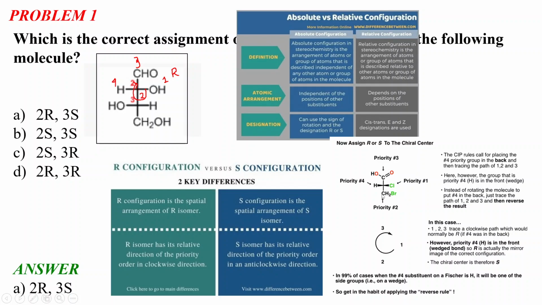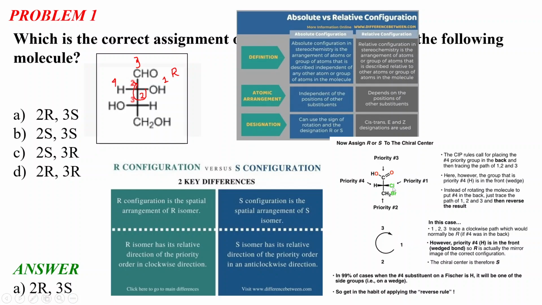Now, if you say that this is the new Fisher projection, and these two groups are pointing toward you because they are bold, here the group of priority number 4 is in the front, in the wedge form. Instead of rotating the molecule to put the 4 back, just trace the path of 1, 2, 3 and reverse the result. In this case, chlorine is priority 1, the CH2Br group has priority number 2, and this carboxylic acid has priority number 3.